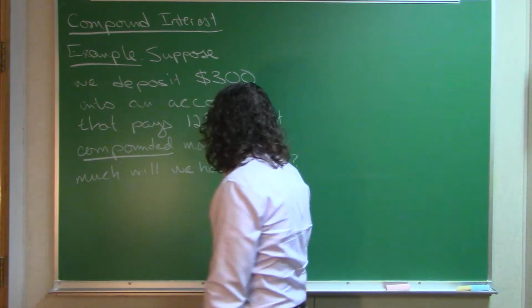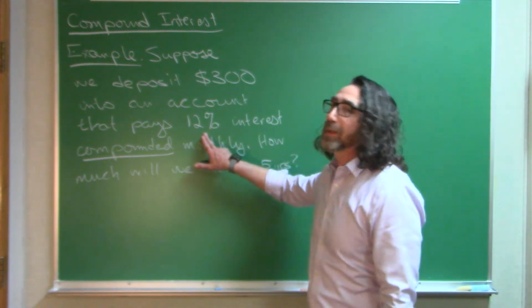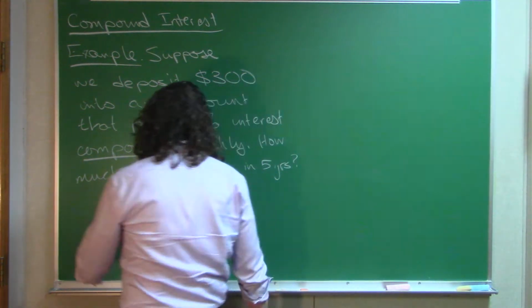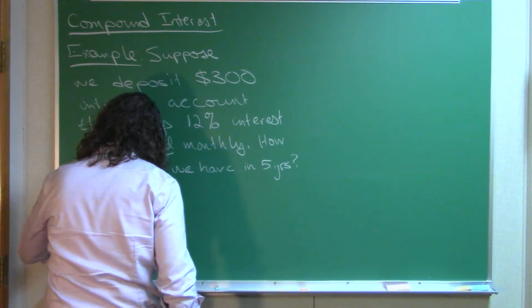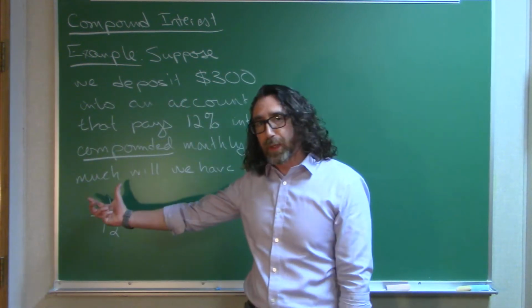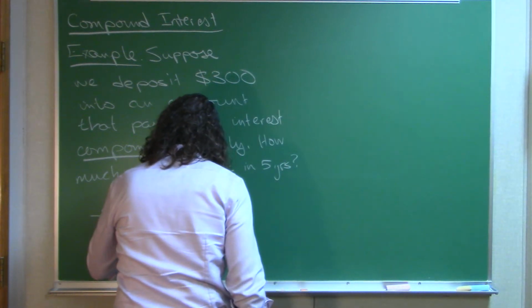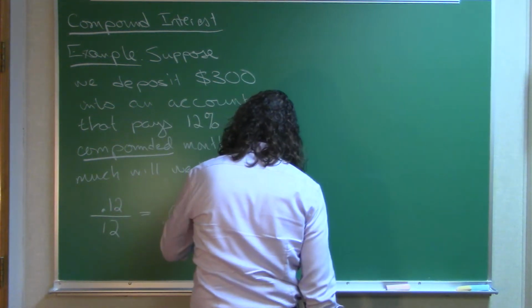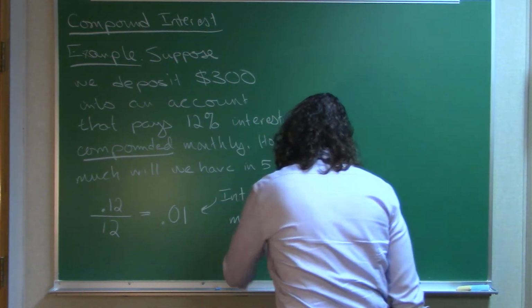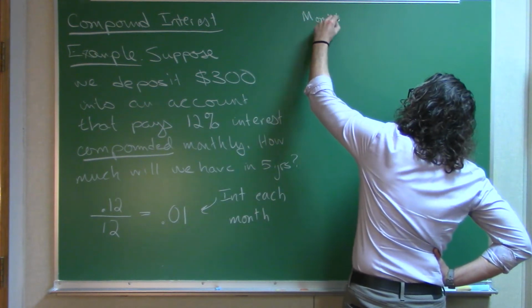Okay, now, compounded monthly means the interest gets computed each month. Now, you don't get 12% interest each month. What they do is they take the 12% and they divide that by 12. There's 12 months in a year, so they are spreading the 12% over the 12 months. So that means you are getting 1% interest each month.